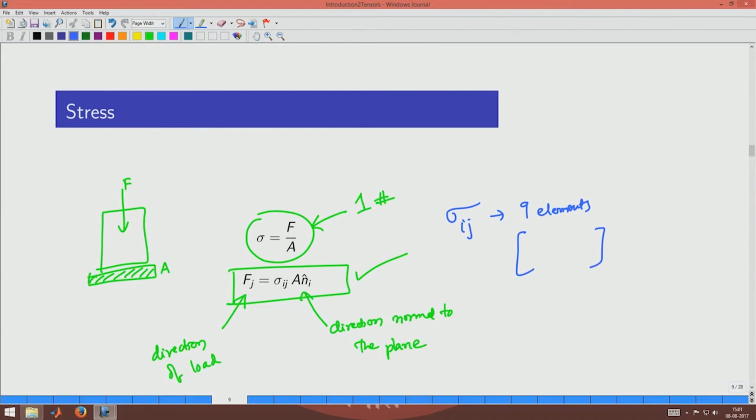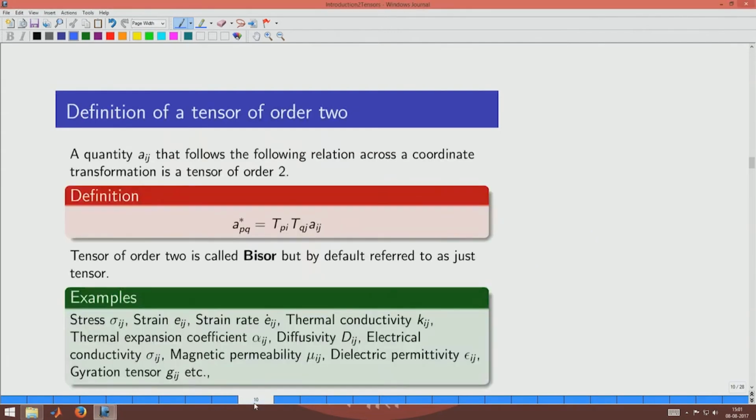So, this is the first quantity in engineering of a tensorial order higher than 1, which we will be using very frequently. We must not forget that stress is a tensor of order 2, and we can use that to define further quantities as we go along. Let us now define the tensor of order 2, and then we will also use the expression that we have used for stress to check whether it is a tensor of order 2 or not. We will come to that shortly.